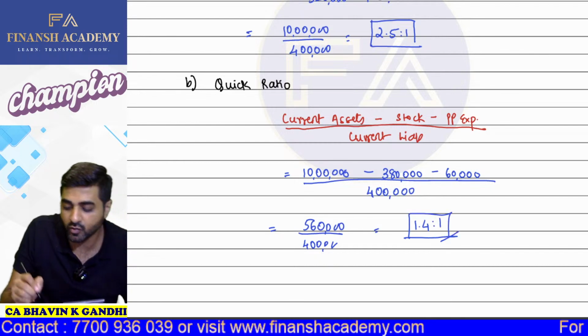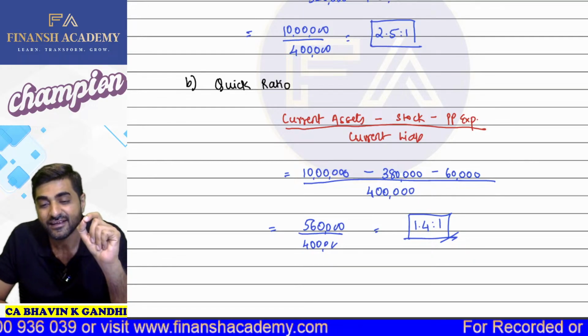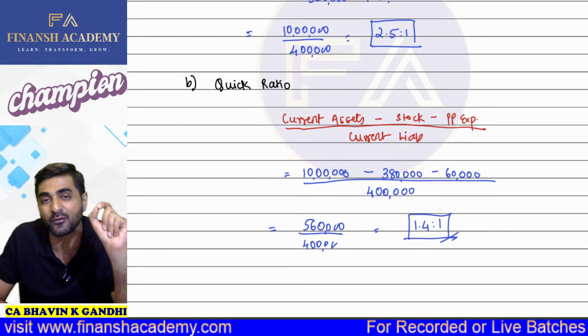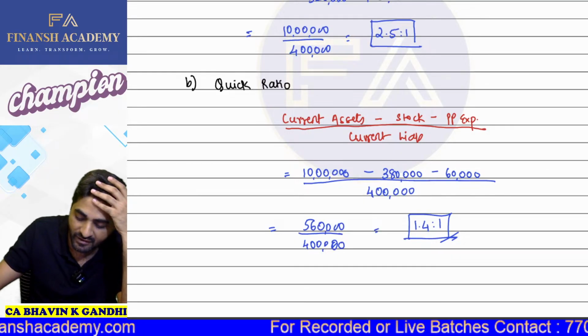So this is how your quick ratio will be calculated. For 1 rupee of your current liability, my dear students, we have 1.4 of your current assets. Okay. I hope you all have understood till now.